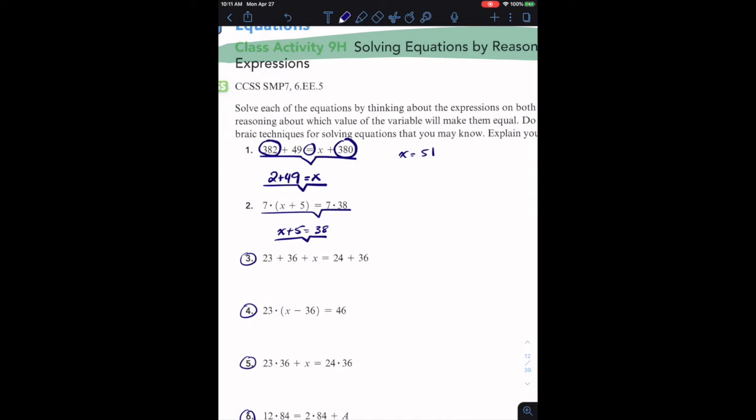These two need to balance as well, right? Because if you have 7 groups of something equals 7 groups of something else that balances, those will balance as well. And that's the only way that the balance can be working. So then if we have x plus 5, what plus 5 is 38? Well, x is 33.